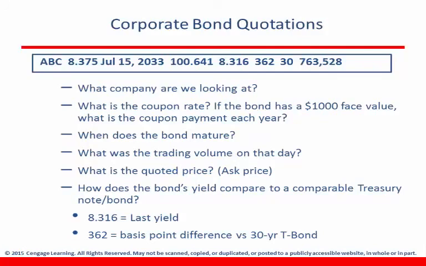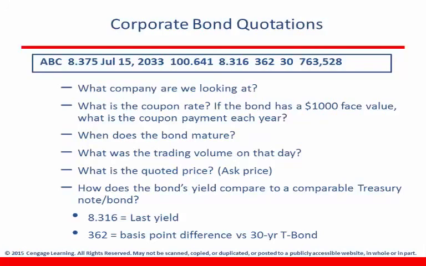And the quoted price there of 100.641, what does that mean? Well, that's telling you as a percentage of par. So the actual price here is then not $100, right? Multiply that by 10 because it's a percentage of par, and what you're going to see is that it's currently selling for $1,006.41. And then you get, how does the bond's yield compare to a comparable Treasury note bond? Well, what they have there is that 8.316 is going to be the last yield, and then 362 is going to be the basis point difference versus the 30-year Treasury bond.